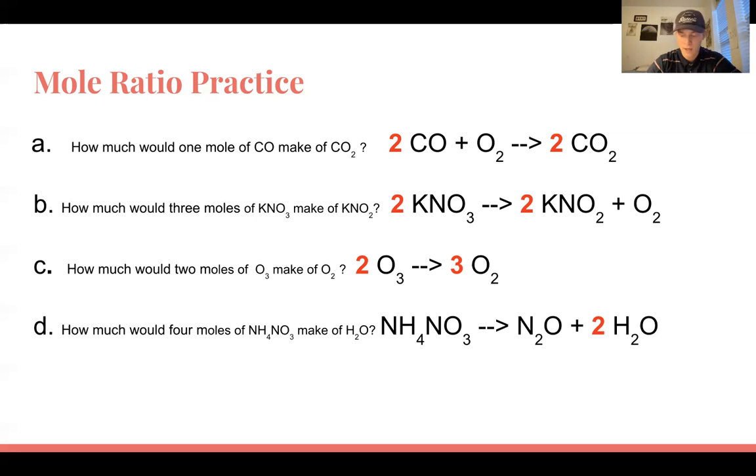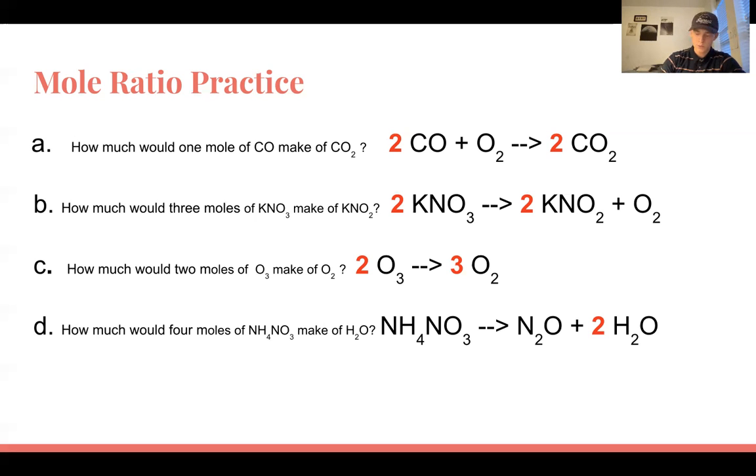Then you're going to divide that by 2, because you're dividing by the carbon monoxide factor, and that's going to result in 1 mole of carbon dioxide. So 1 mole of carbon monoxide will produce 1 mole of carbon dioxide. Hopefully that makes sense.